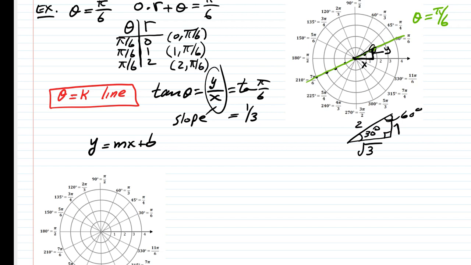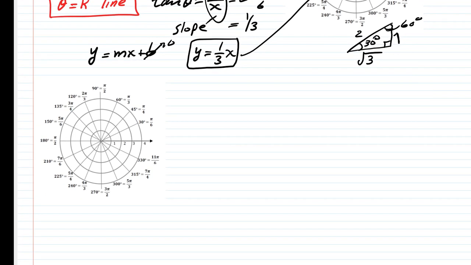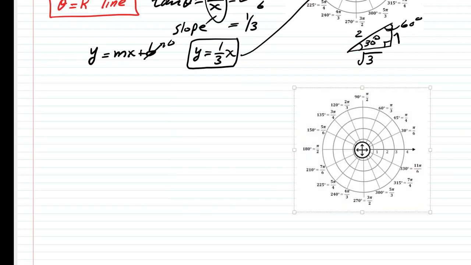And because the line goes through the origin, b is 0, and the slope is 1/3, so y equals 1/3 x. And that will be the equation of this green line drawn at pi over 6. Okay, and there you have this one. Now, let's take a look at another example here.